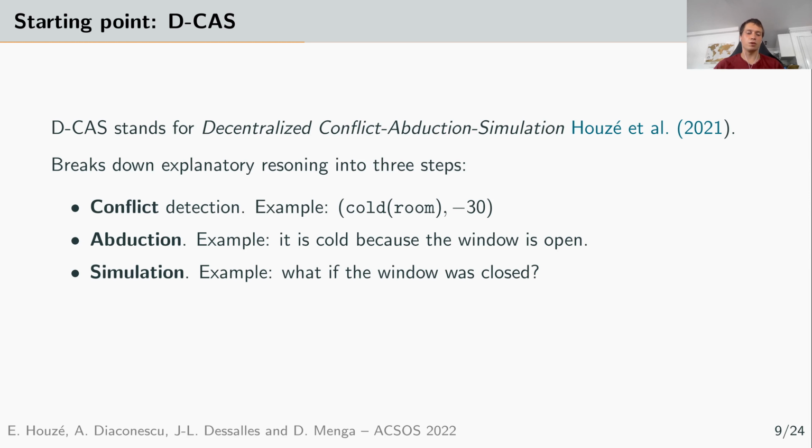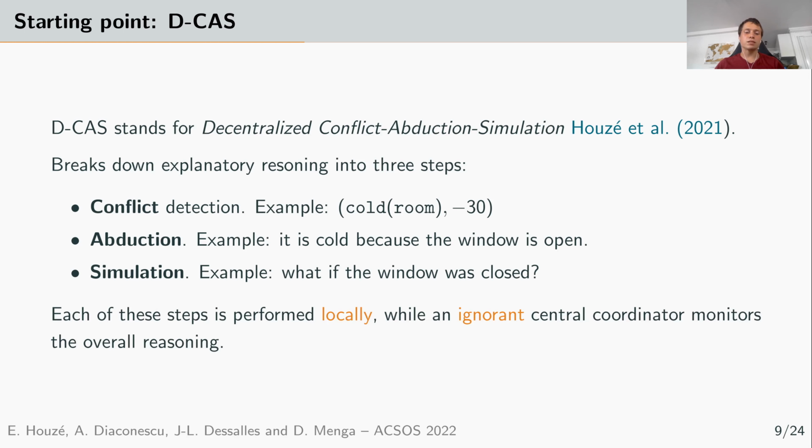Finally, I have the other step, that is simulation. Simulation is going in the other direction. I observe that the window is open. What would happen if the window instead was closed? So with these 3 steps, DCAS is able to generate an explanatory reasoning within the system.